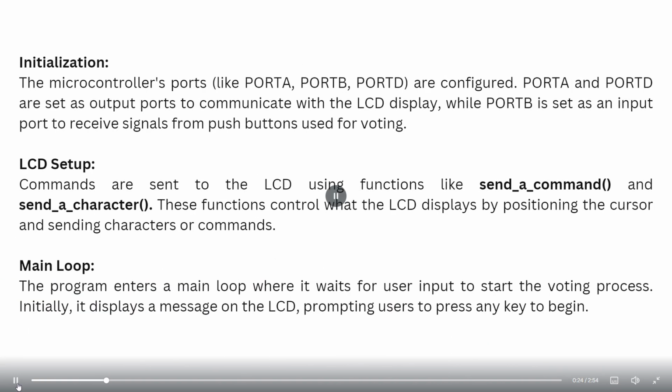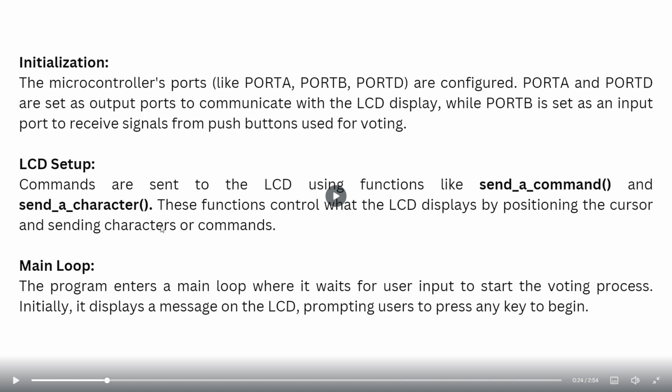Now I would like to explain the flow of our project. Before we start our voting system, we need to initialize the microcontroller. The microcontroller ports, Port A, Port B, and Port D, are configured. Port A and Port D are set as output ports to communicate with the LCD display, while Port B is set as an input port to receive signals from the push buttons used for voting.